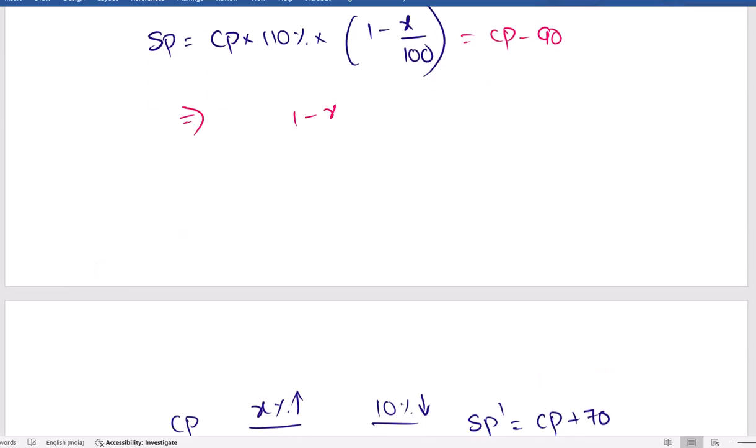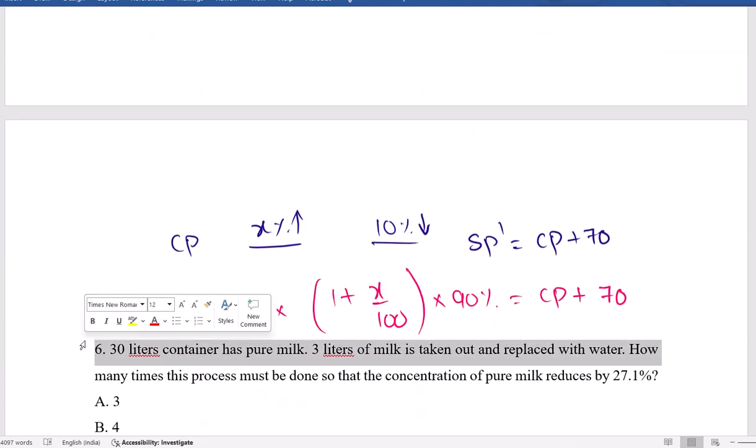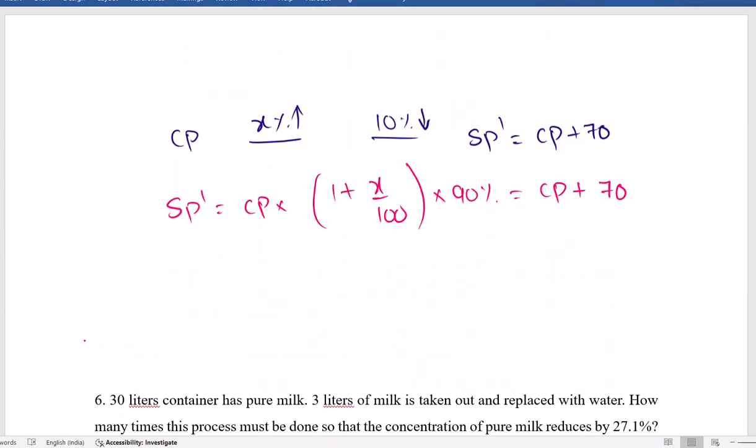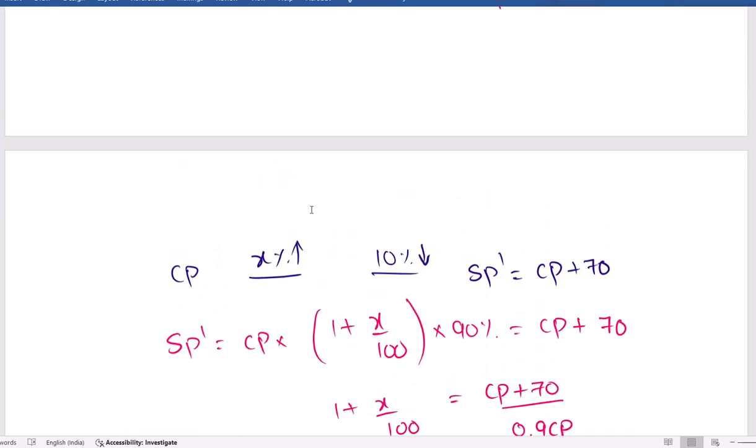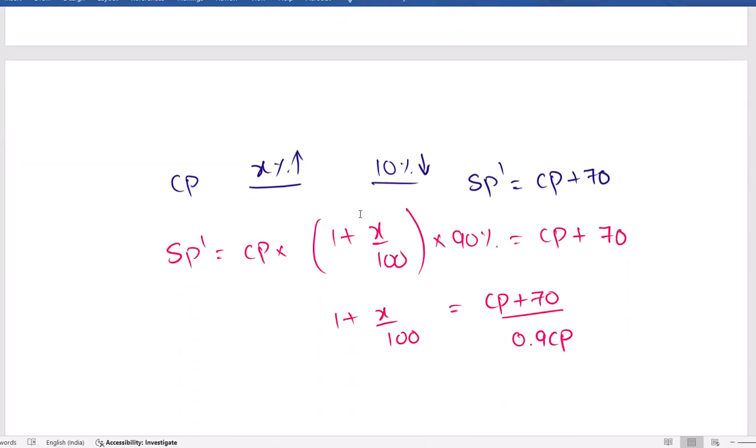From this, 1 minus x divided by 100 is (CP minus 90) divided by 1.1 CP. Whereas here, 1 plus x divided by 100 is (CP plus 70) divided by 0.9 CP. 90% is 0.9, we can mention. Now subtracting or adding these two equations, x will get cancelled, we'll get the CP value, then put that in this equation and calculate the x value. That's what I'm telling you.